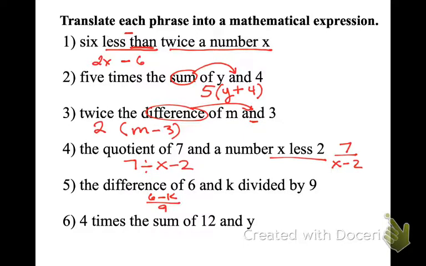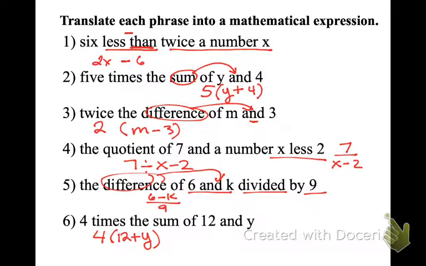Good. Next one. 4 times, so I'm doing my difference, went over to the and. That's a chunk, then divided by there. Okay, let's go with David. Yes. I put 4 and then I put parentheses the sum of 12 and y, so 12 plus y. Good. 12 plus y. Okay? Okay, questions?